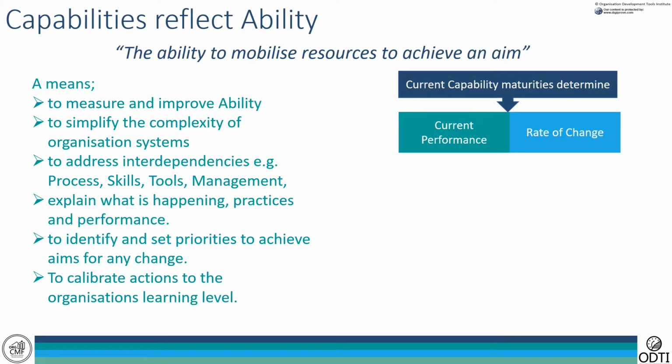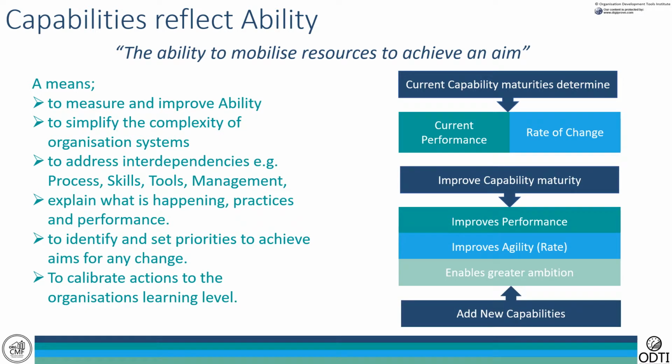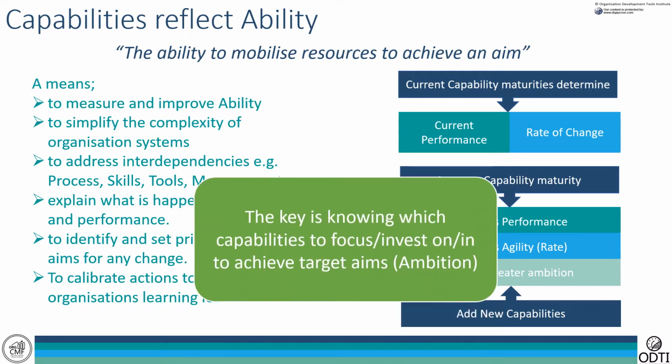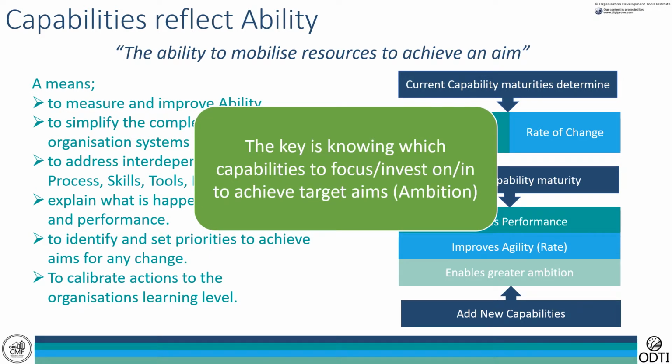The current capability maturities determine what the current level of performance is, but they also determine the rate of change for that organization. By improving capability maturities or adding new capabilities, the organization can improve its performance, can improve its agility or its rate of change, and that enables greater ambition. The key is knowing which are the capabilities to focus or invest in, and which are the ones that will achieve the target aims or the ambition.